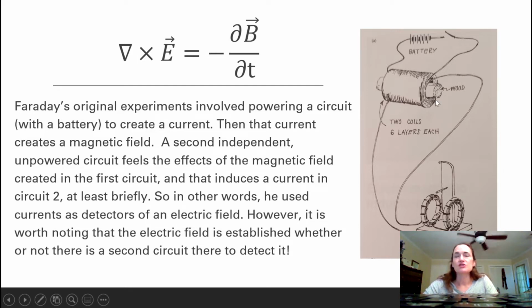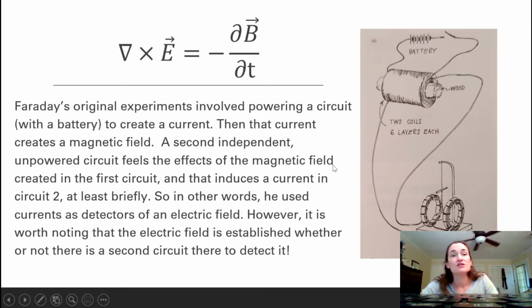Okay? So what Faraday noticed is that when he closed the switch to the battery, he observed a spike in the current in the secondary coil. And then that spike went away, and there was no current flowing in the secondary coil. And then he saw another spike, but in the opposite direction when he opened the switch back up, when he was done with the experiment.